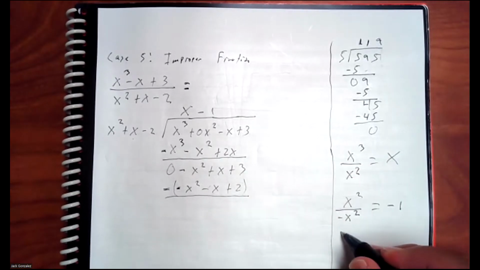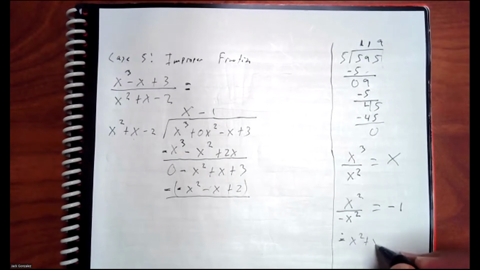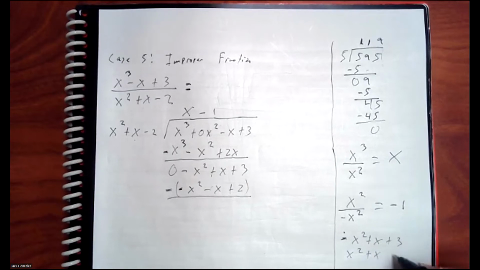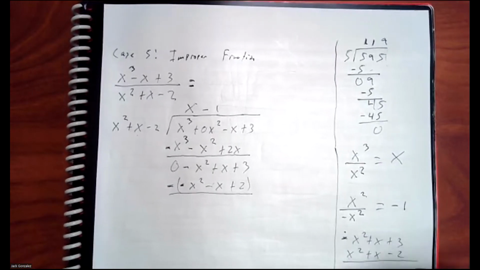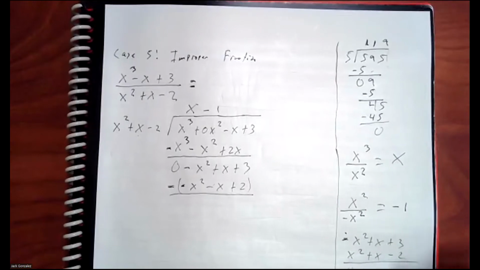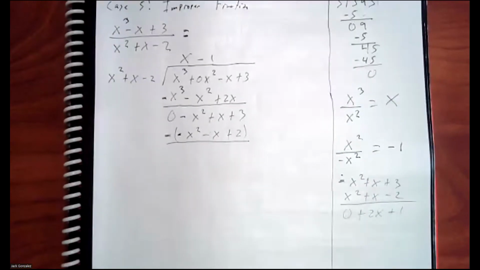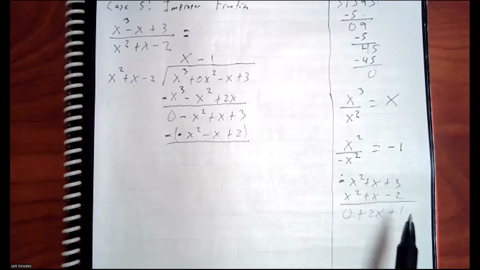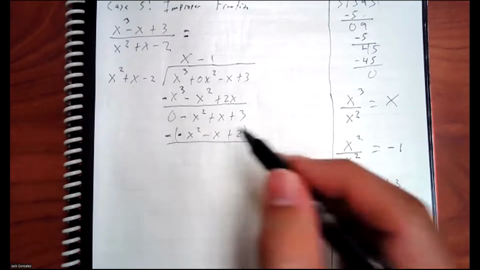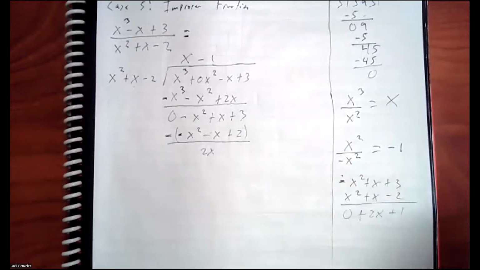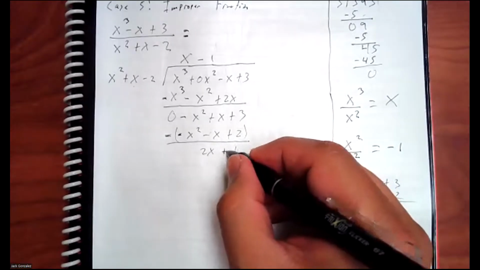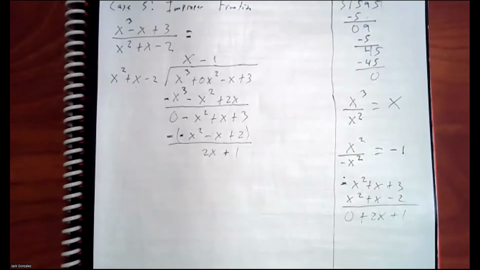Essentially, this is what we're actually doing. This would be 0, 2, 1. So once you distribute the minus, you're going to get this. So the result will be these cancel, and I get 2x plus 1. So that's our remainder because we can't divide any further.